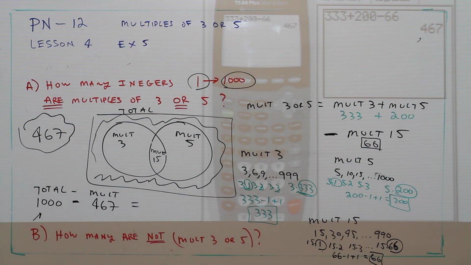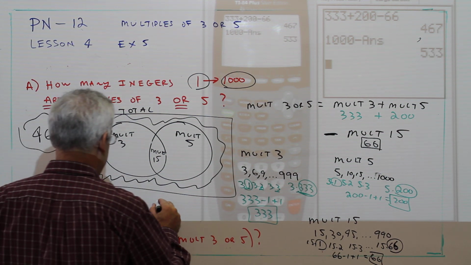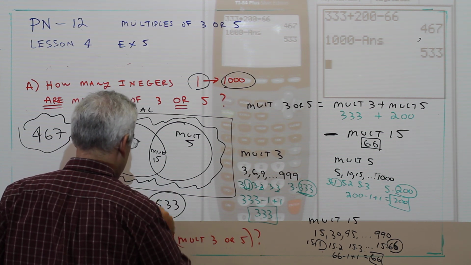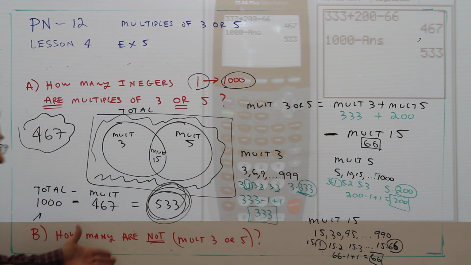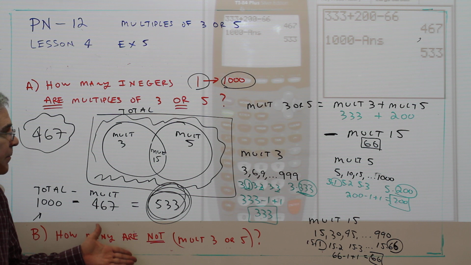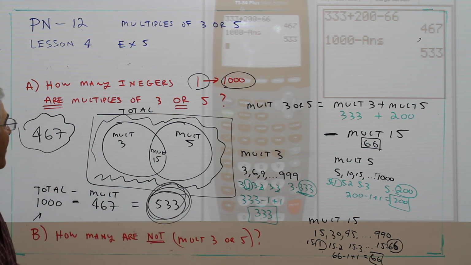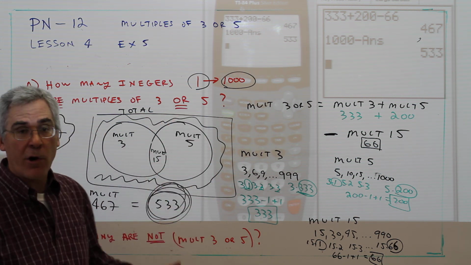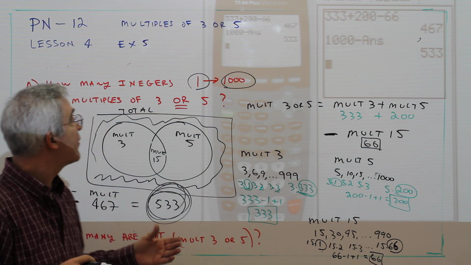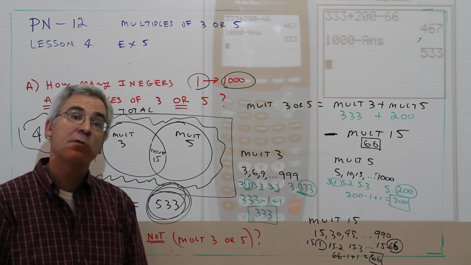I'll just show you how to use the calculator again. 1,000 minus 467, I'll just show you a second answer, 533. And that's the answer for part B. So there you have it, how to work with two overlapping sets to find multiples of 3 or 5.